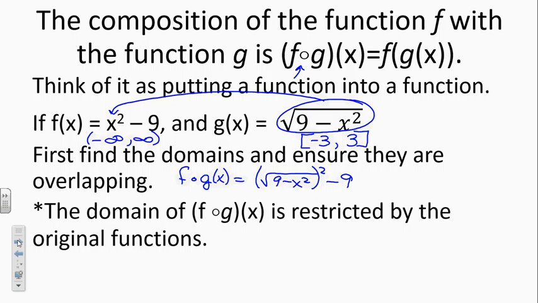When we square a square root, nothing goes away, right? We just end up with what's inside. What is 9 minus x squared minus 9? Negative x squared. So f composed with g in this situation is negative x squared, and we can only plug numbers in between negative 3 and positive 3, including negative 3 and positive 3. What questions do you have about this slide?